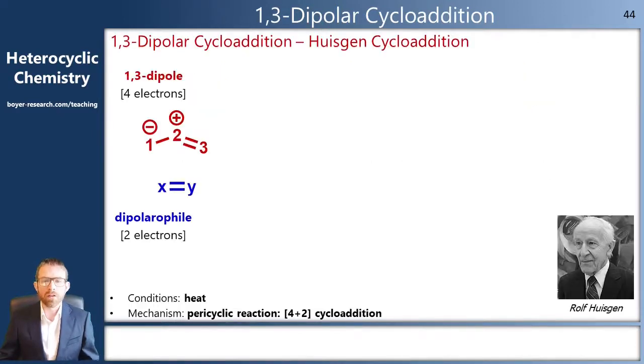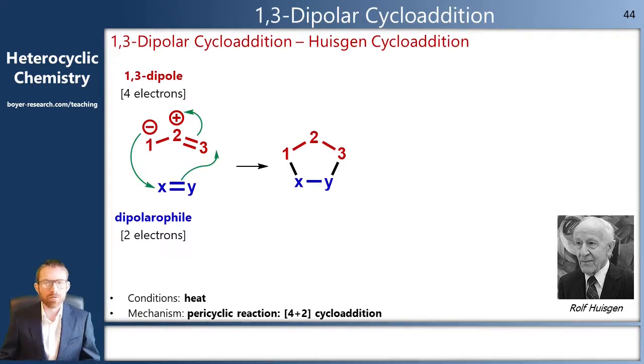So a 1,3 dipole is a system in which there are 3 atoms where the charge is not equally spread out in that system. So here, for example, we can see that our number 1 has a negative charge on it, which puts a positive charge on the other end of our molecule, number 3.